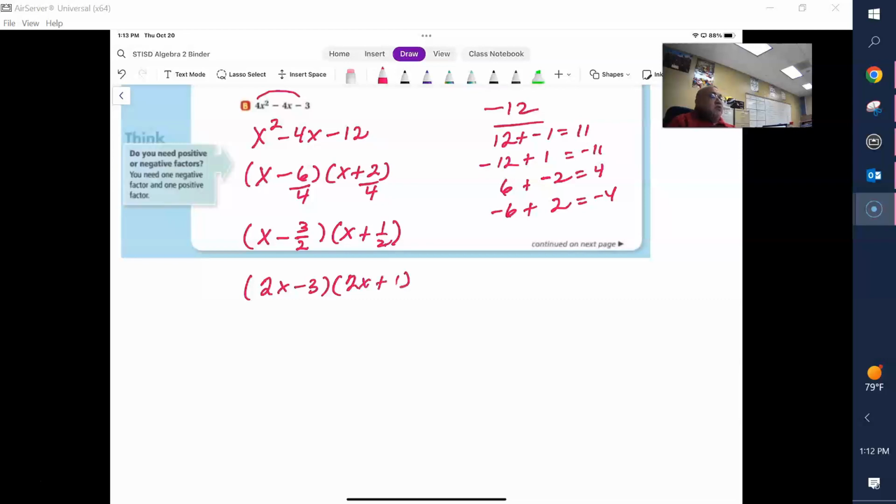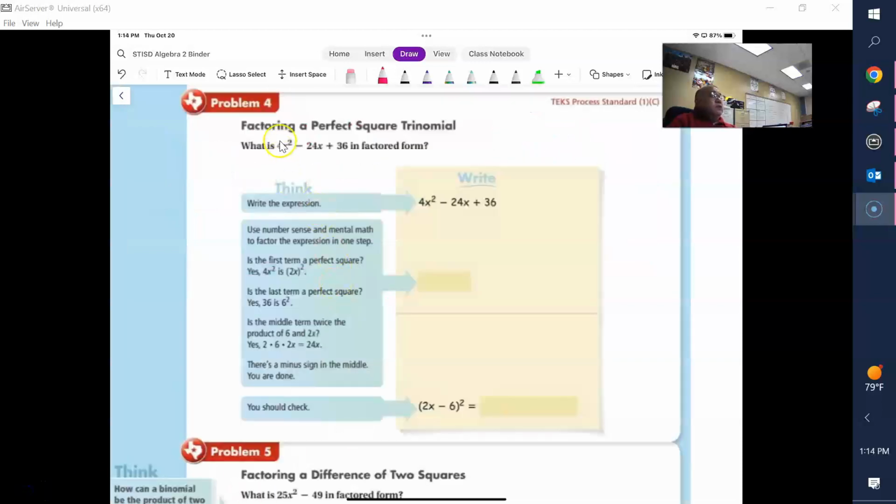And if you want to check my work, what you would do is you would multiply 2x times 2x, which is 4x squared. 2x times 1 is plus 2. Negative 3 times 2x gives you negative 6x. And negative 3 times 1 gives you negative 3. So you're going to combine like terms. You have 4x squared minus 4x minus 3. So it does give us the original equation.